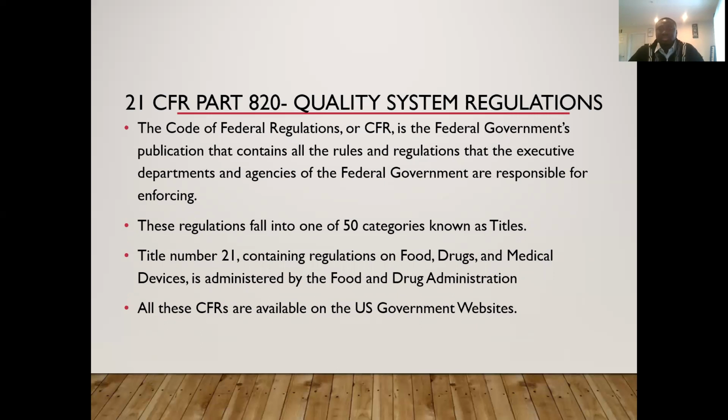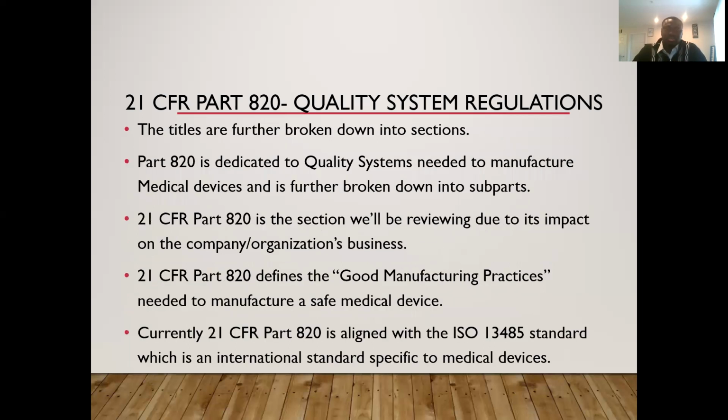It contains the regulations on food, drug, and medical device, and it is administered by the Food and Drug Administration, that's the FDA. So all these CFRs are available at the US government website for our review. You can go to the website and have it for your review. But for quality system regulation, you have to go to Part 820, which we are going to discuss. So the title is further broken down into sections. Part 820 is dedicated to the quality system needed for manufacturing medical devices, and is further broken down into subparts.